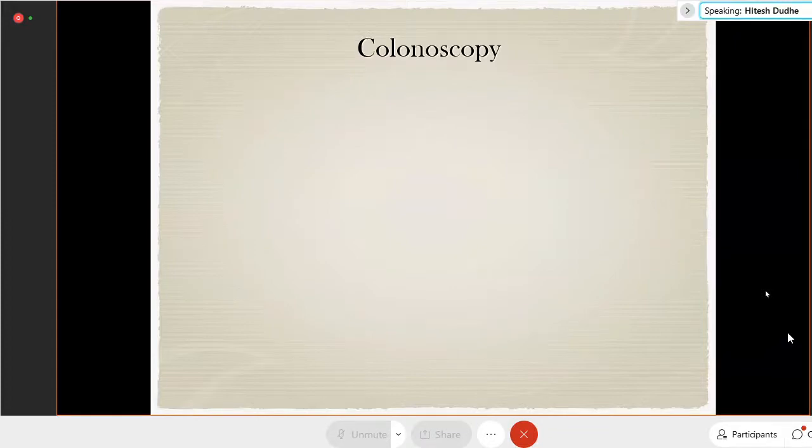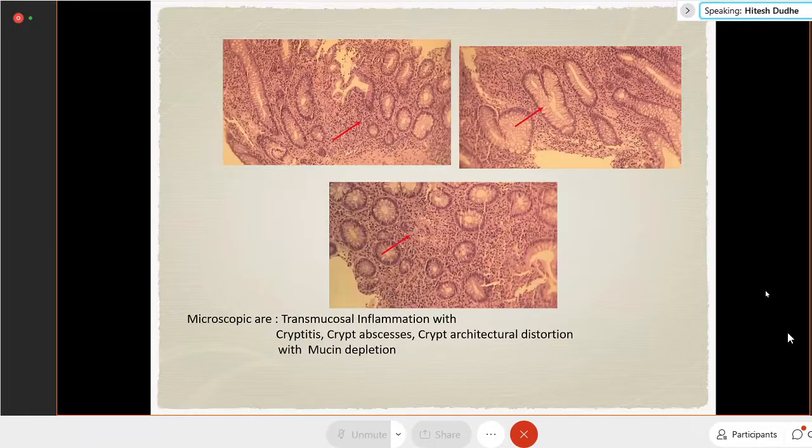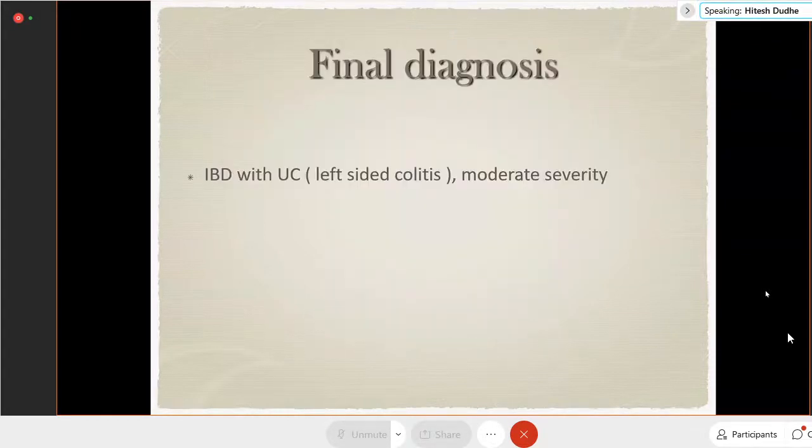So we did her colonoscopy, which shows marked erythema, loss of vascular pattern, friability, and erosions extending up to the descending colon. So it is a left-sided colitis, either infective or IBD. Her biopsy reports show transmucosal inflammation with cryptitis, crypt abscesses, and distortion of crypt architecture, along with mucin depletion. So our final diagnosis is a case of IBD with left-sided colitis of moderate severity.